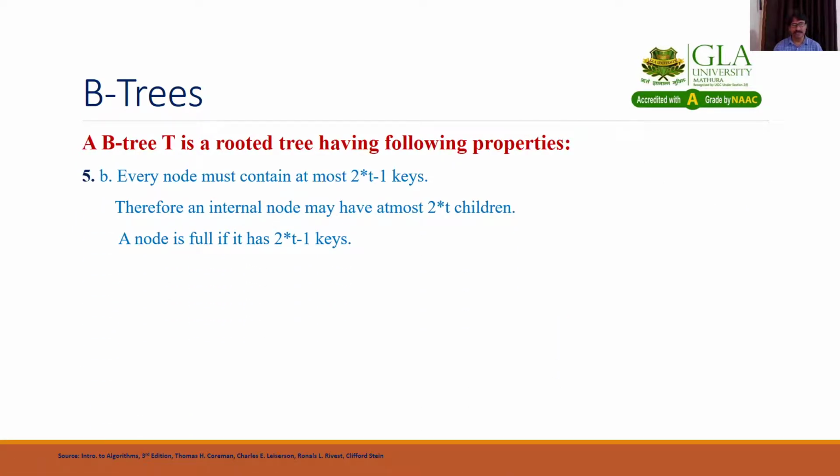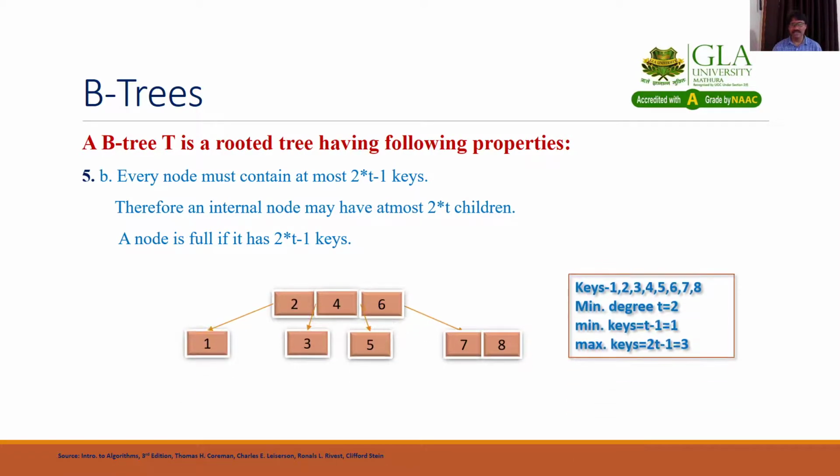Now 5b, this will give you the maximum number of elements. How many keys you can have at most will depend on 2 into t minus 1, that is 2 into minimum degree minus 1. And how many children may you have with such nodes, which have the maximum number of keys? That will be 2 into t children. And when will you say that your node is full? If you have 2t minus 1 keys in any node, you can say it is full.